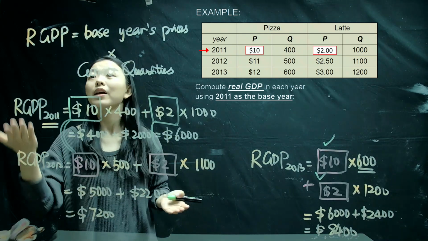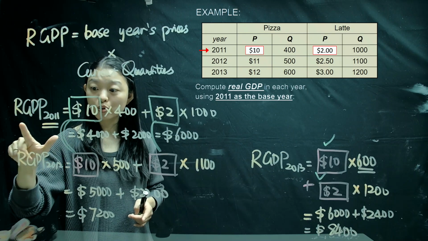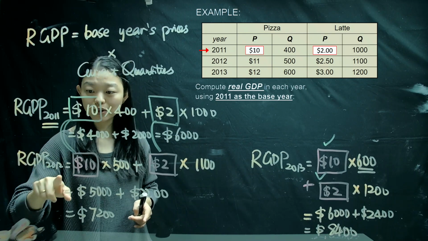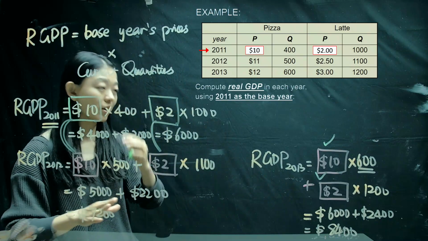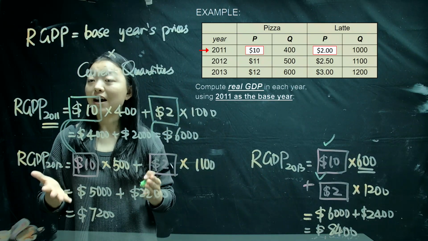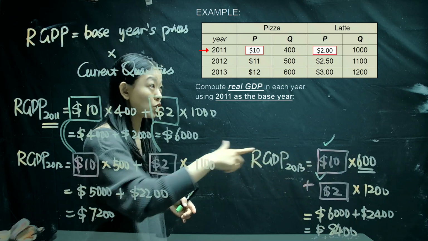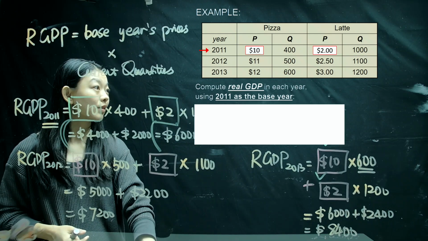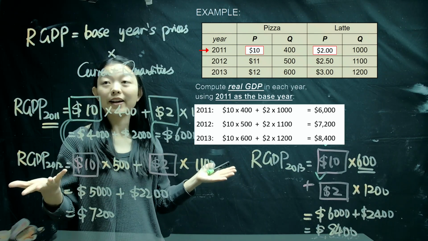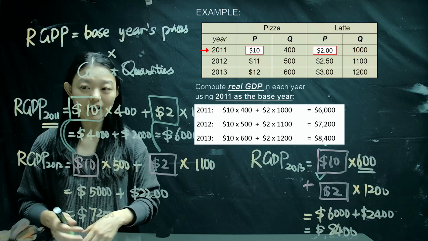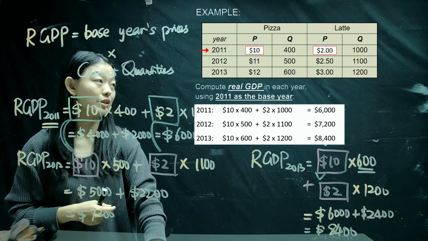We'll say why real GDP can correct for price, because you can notice for all those real GDP in 2010, 2011, 2012, and 2013, we all use the same price. And this is what we say real GDP can definitely correct for inflation because there are no changes in price for these two products. So you can see this is the way that we can compute the real GDP in different years by using 2011 as the base year.